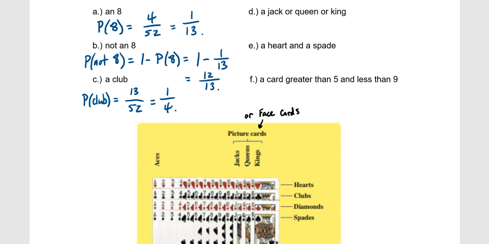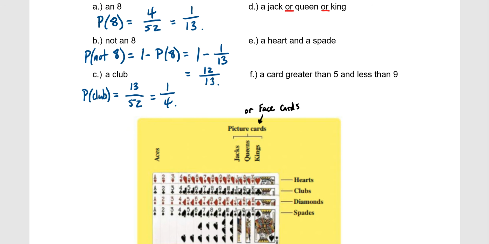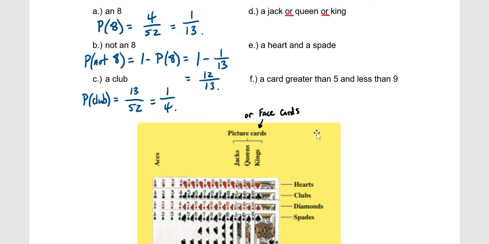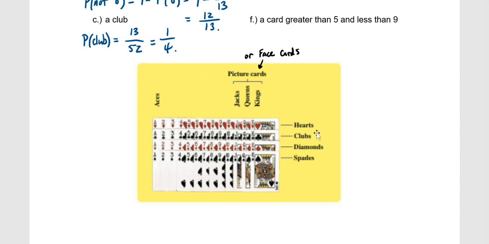Next one, we want the probability of a jack or queen or king. So the word or tells us how to do the problem. It means either or, so it means at least one. So essentially we're adding them up. So for jacks, kings, and queens, they are the face cards. There are 3 face cards from each suit. That means there's 12 of them total.